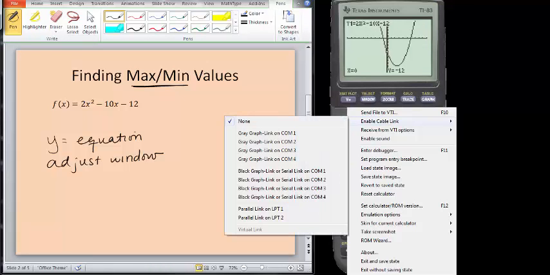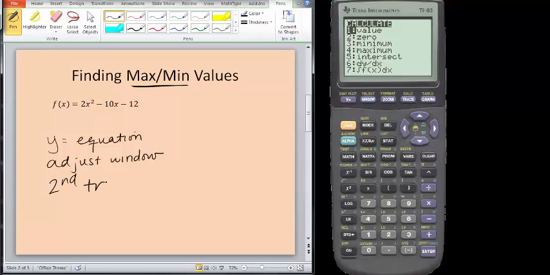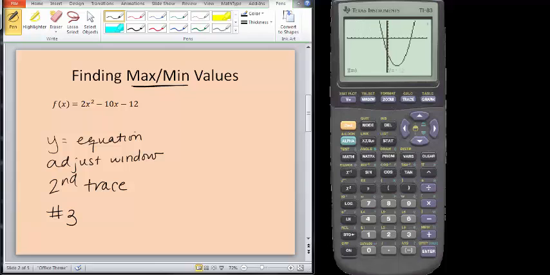Okay, second trace. Oops, sorry. And second trace gives us that calculate menu that we've seen before. Since our job here is to find the maximum or minimum, which is the vertex, in this case we have a minimum. It had this low point on the graph. The vertex was on the bottom. And so I'm going to choose number 3, or I'm going to arrow down in this case. Number 3 is minimum, and then you'll press enter.